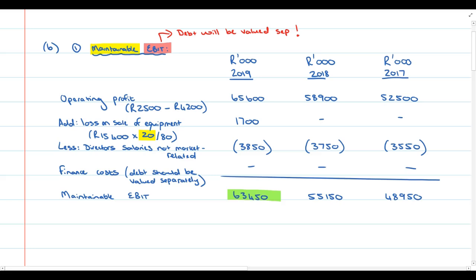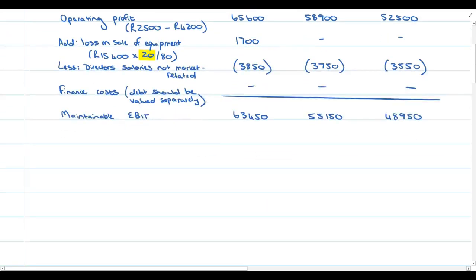And because we have an increasing trend, we are going to use the most recent year as our maintainable earnings figure. Please remember, guys, if you don't have an increasing trend, so if the earnings drop and then they increase, or if they increase and then they drop, you can't use the most recent year. You then need to calculate a weighted average. Right, but just show the examiner there's an increasing trend, so therefore we should use the most recent year as maintainable EBIT.